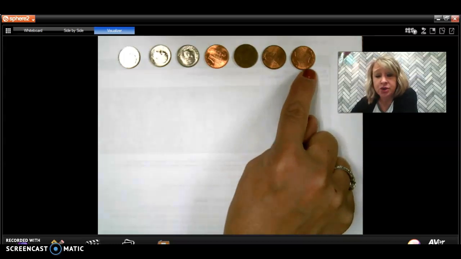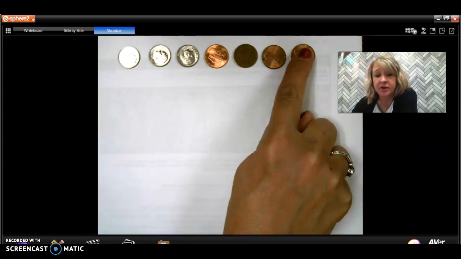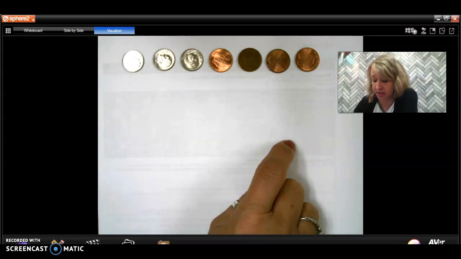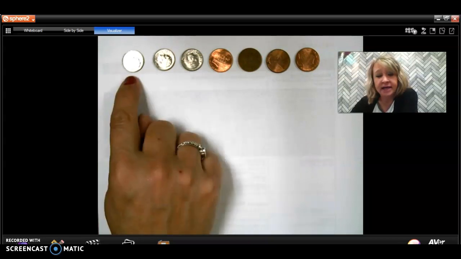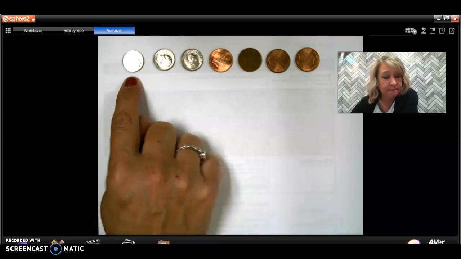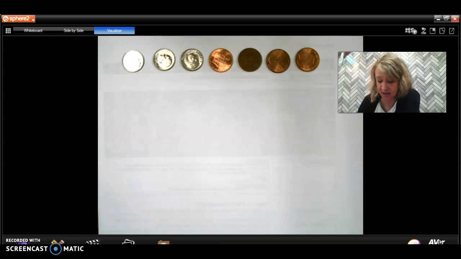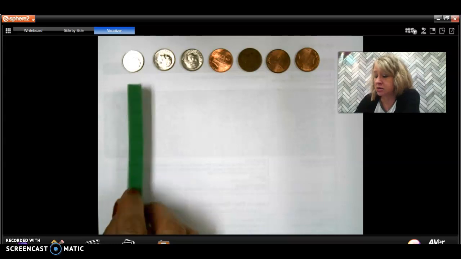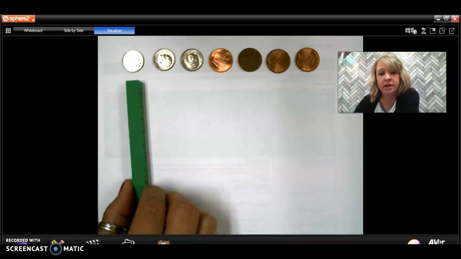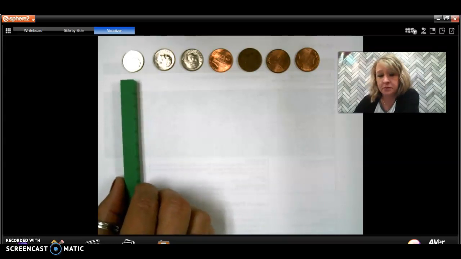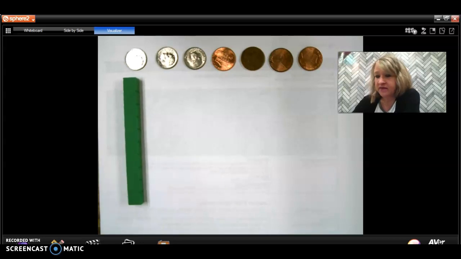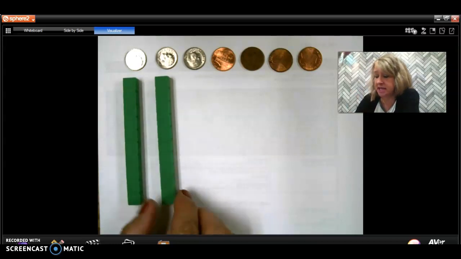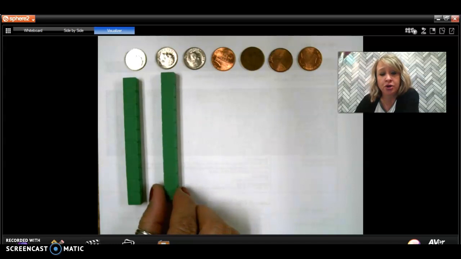We are going to use our place value blocks to count these coins. Okay, you ready? So I have a dime. How much is a dime? 10. What else is worth 10? A long. Everybody needs to put down 1 long. Okay, so now I have another dime. How much is that dime? That is also worth 10. So put down another long.